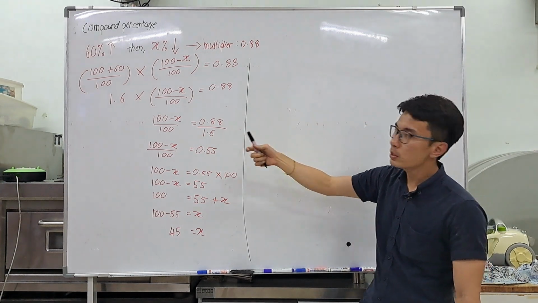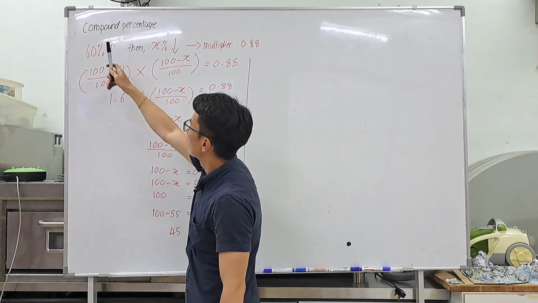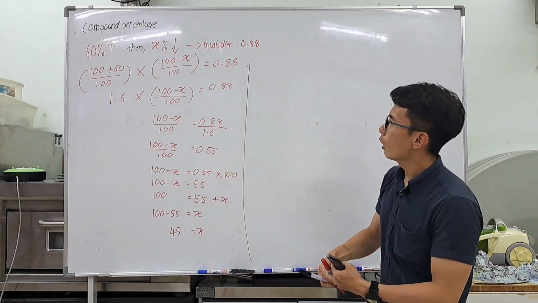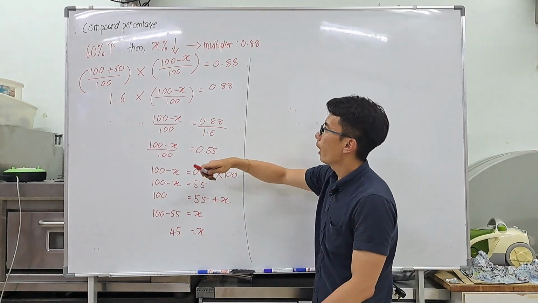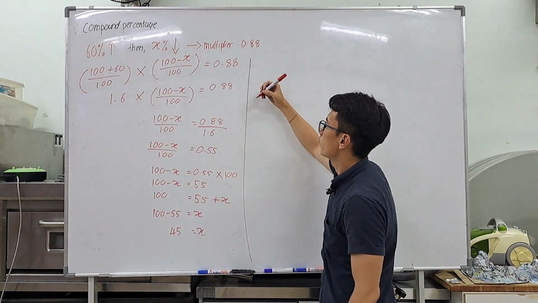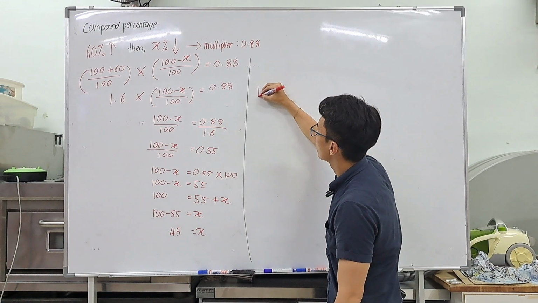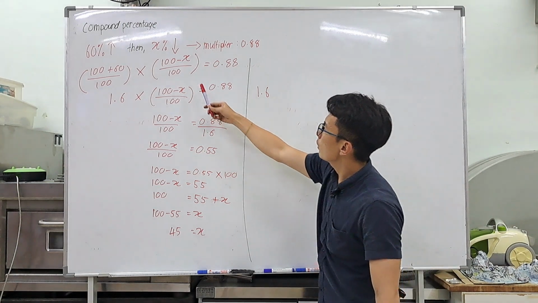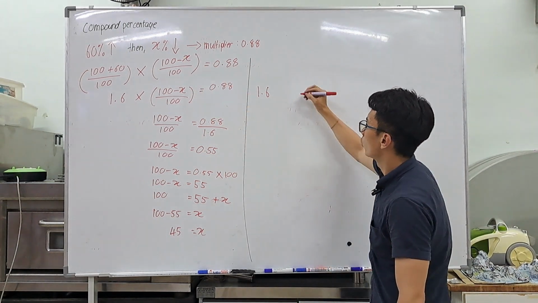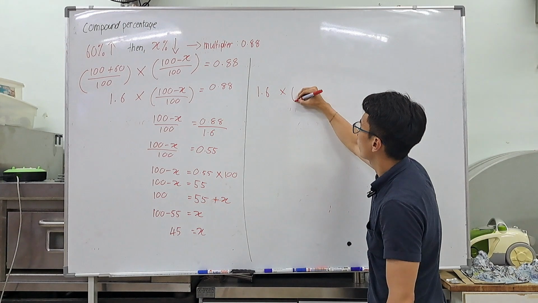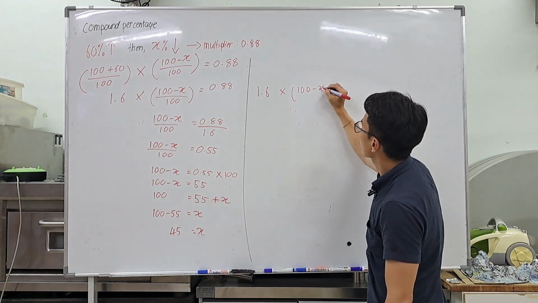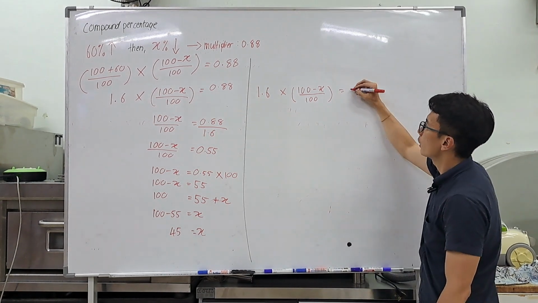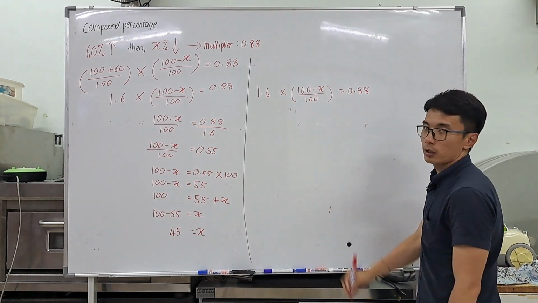So based on the question, I know that this multiplier multiplied by this multiplier will give me this. So I will rewrite my question like this. I know that if I were to change this 60% to a multiplier, it's going to be 1.6. I can do this in my head mentally. And this one, I can't change to a multiplier directly because I have an unknown over there. So I'm going to multiply this by 100 minus x over 100. And multiplying these two multipliers together will give me 0.88.